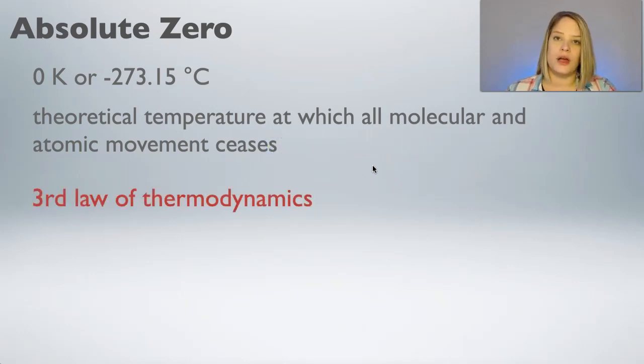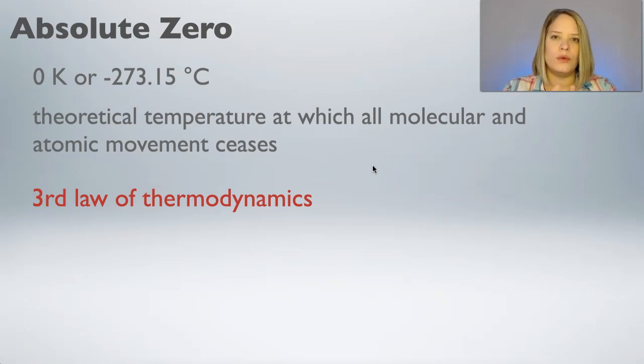We've got a third law of thermodynamics that you need to associate with the Kelvin scale and absolute 0. The third law of thermodynamics states that it is impossible to reach absolute 0. Let's think about why.